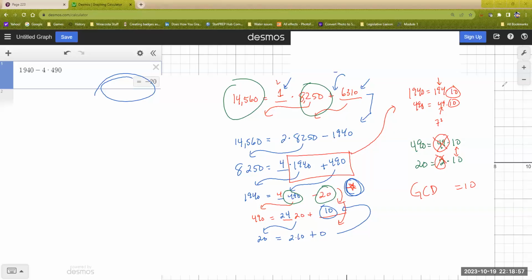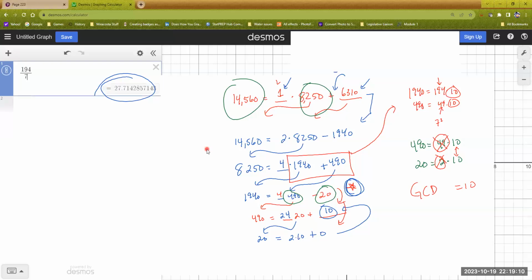If 7 goes into 194, then I have another chunk that is part of the common divisor. So all I would do is I would say 194 divided by 7, and I get a decimal number, which means it fails. And then you're actually done right here. Because the two numbers that you see on your screen, the 194 and the 49, they have nothing in common. So your GCD could just be the 10. So feel free to stop at any point in time when you see something in common.